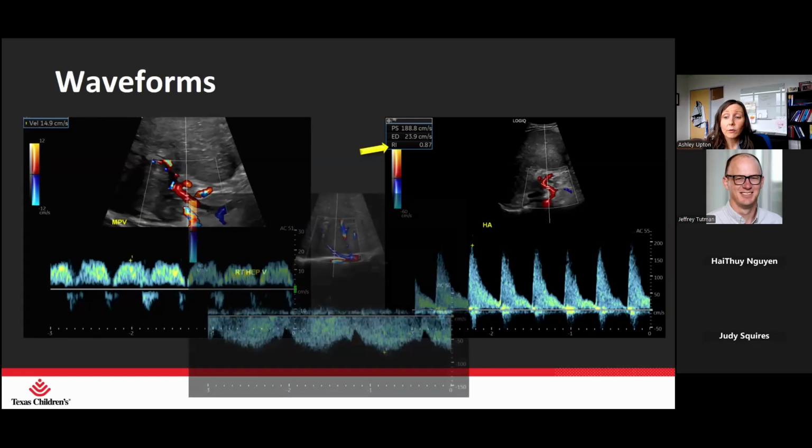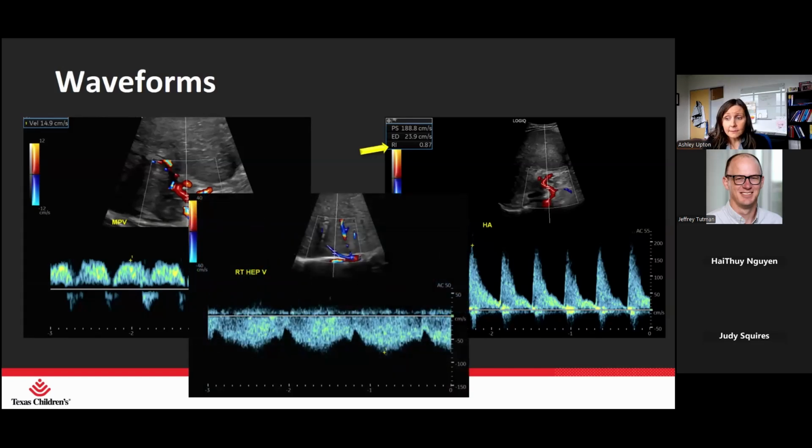The hepatic vein waveforms will not be multiphasic and will be dampened, like on this waveform, which is mostly monophasic with decreased phasicity. And then the hepatic veins can also become stenotic as a result of a stiff liver parenchyma.